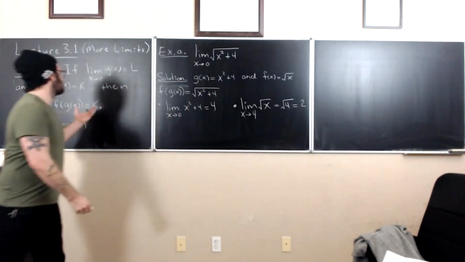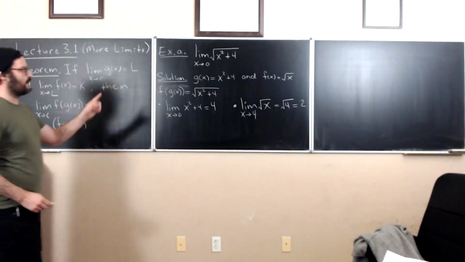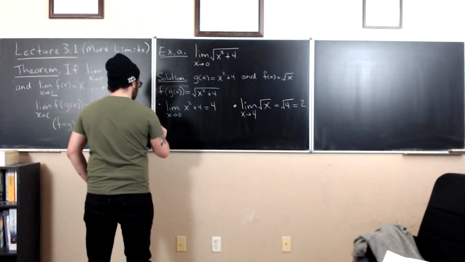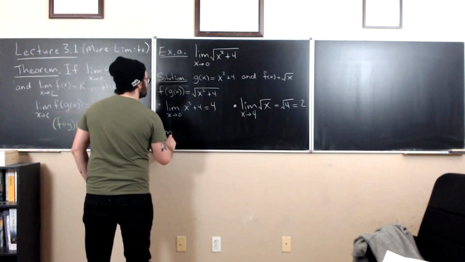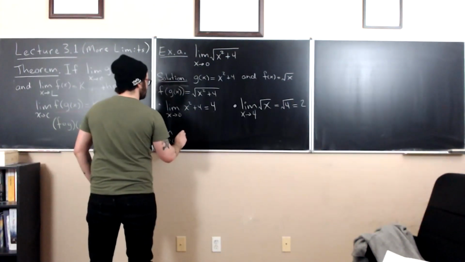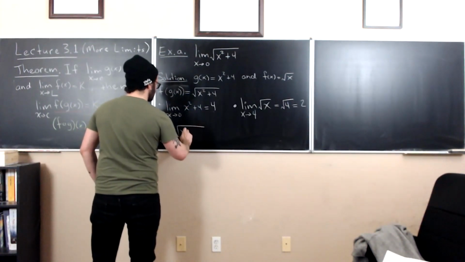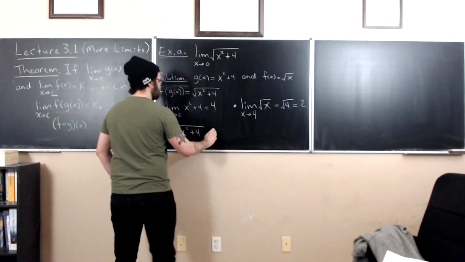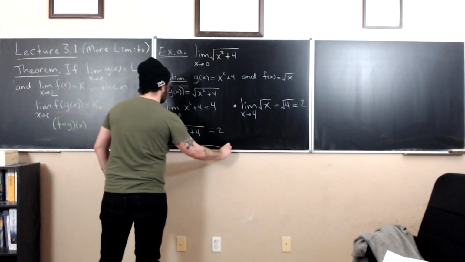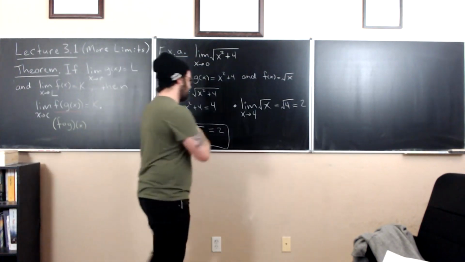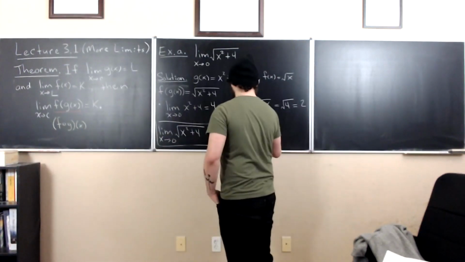So by this theorem here, we have that the limit as x approaches 0 of the square root of x squared plus 4 is equal to 2. And that's by this previous theorem.